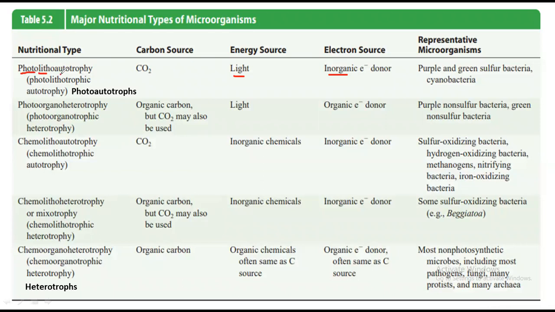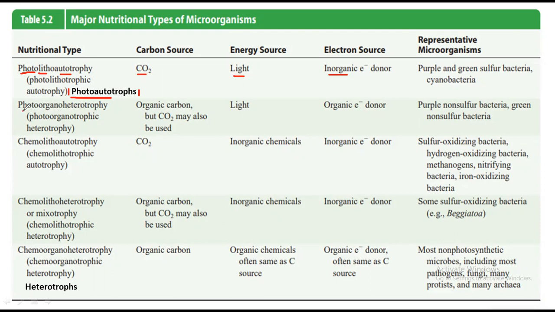And here comes the auto. Auto means that they are using CO2 as their carbon source. So photolithotroph. These are also known as photolithotrophic autotrophs, and a shorter name, photoautotroph, is also used for these organisms when they use CO2, light, and an inorganic molecule as their carbon source, energy source, and electron source. This word, photoautotroph, should also be in your mind. The second one is the photoorganoheterotroph.